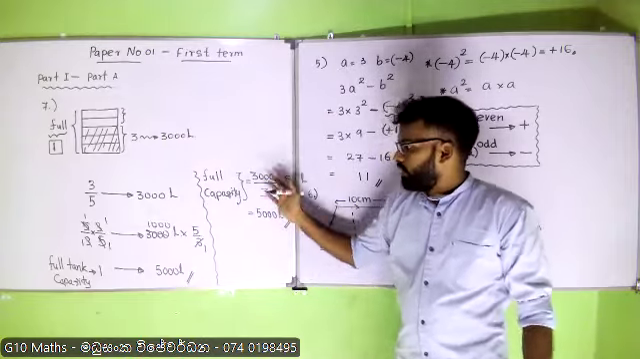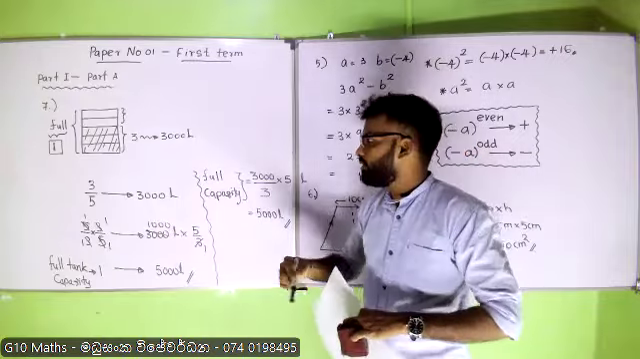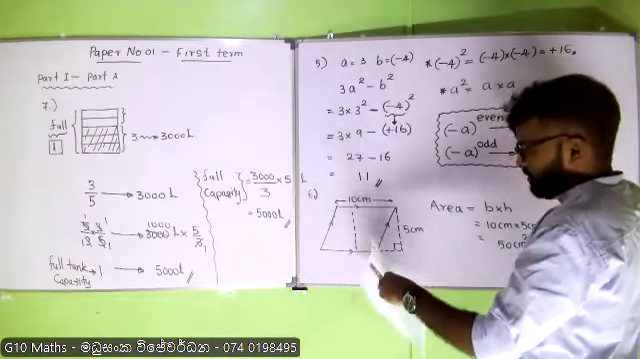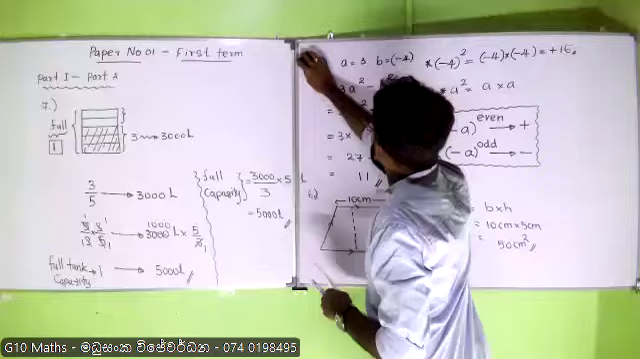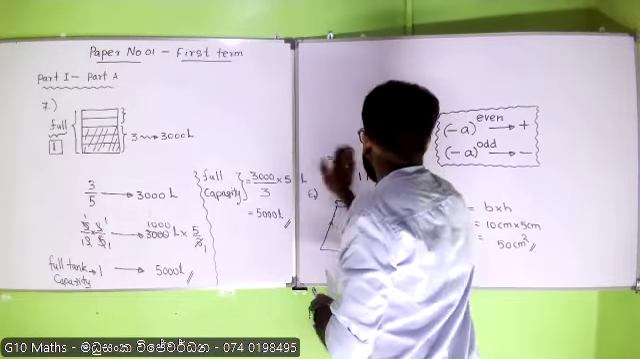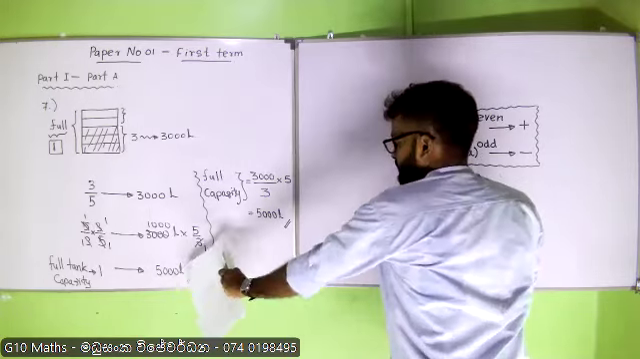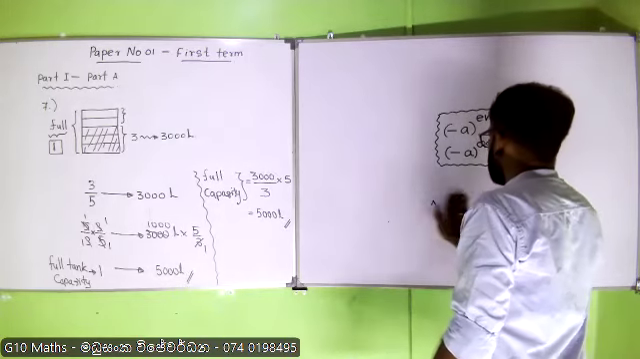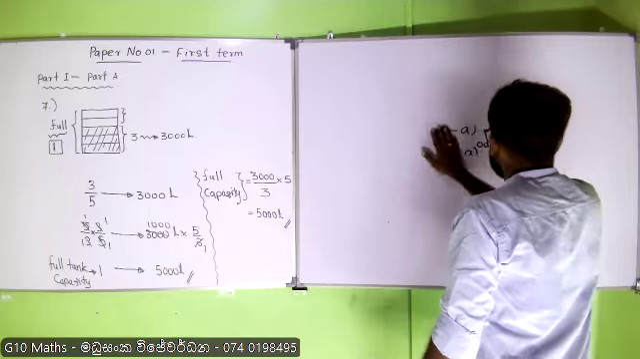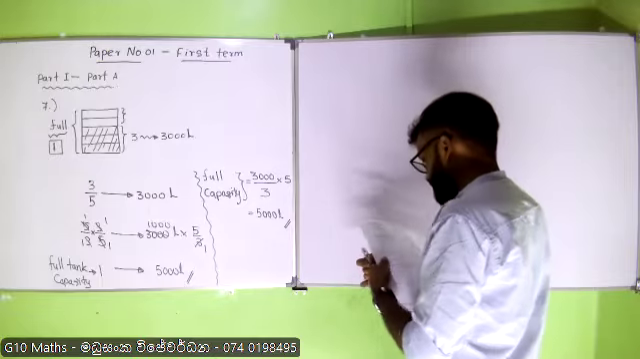Right. Either you can use this way or this way. Doesn't matter. That is the answer for 7. Liters is needed as the unit.